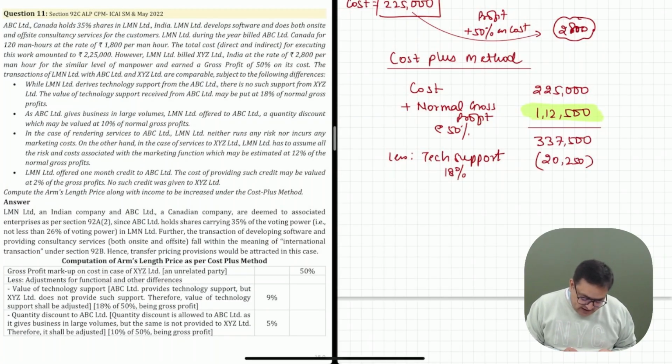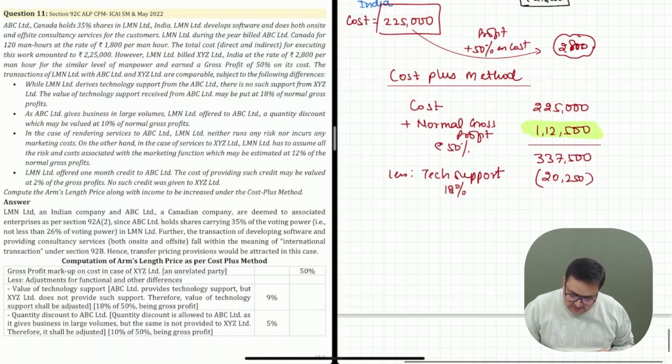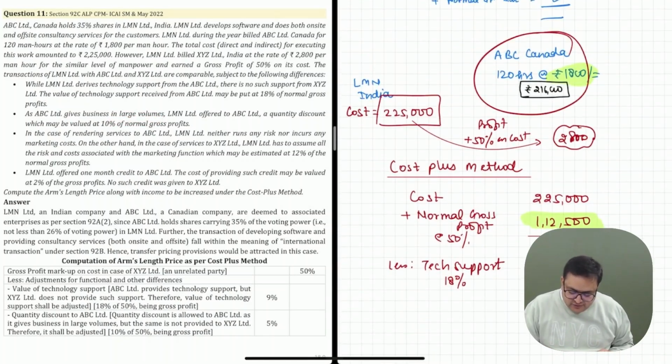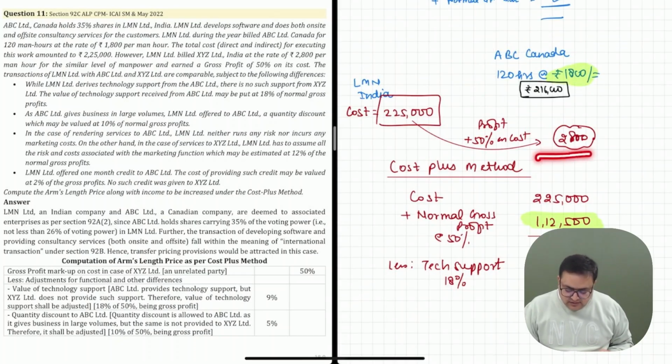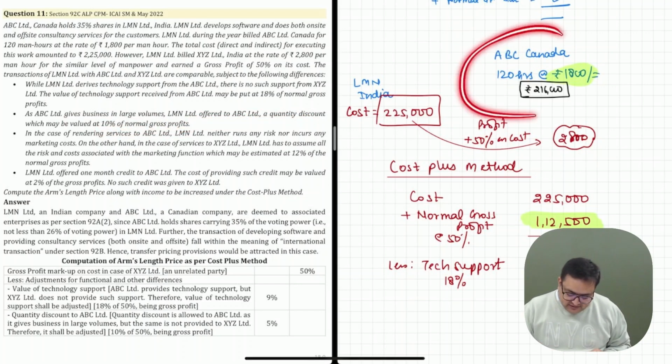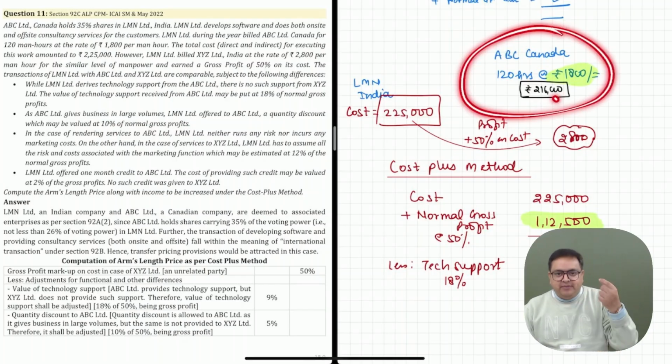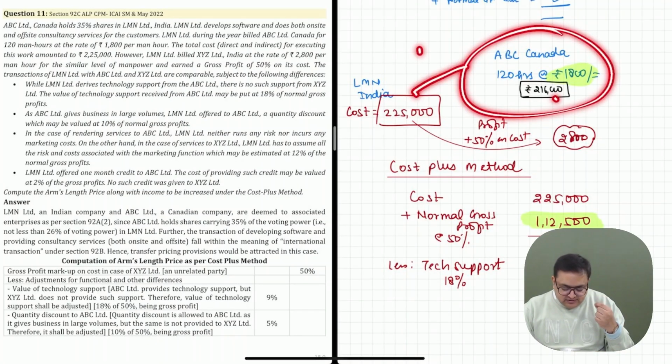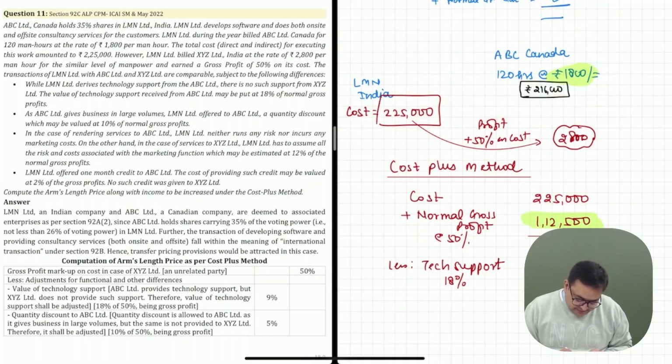The second difference is, as ABC Limited gives business in large volumes. Okay. So ABC Limited is giving you business in large volume, correct? Whereas there might be a retail business. So ABC gives business in large volume, whereas Element offered ABC Limited a quantity discount, which will be valued at 10% of the normal gross profit. Because they are giving us business in bulk, we have offered them a discount. And the discount amount is 10% of the normal gross profit.